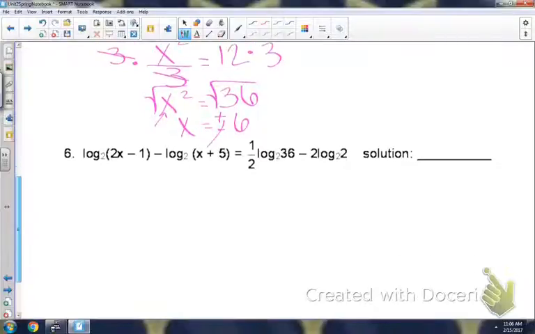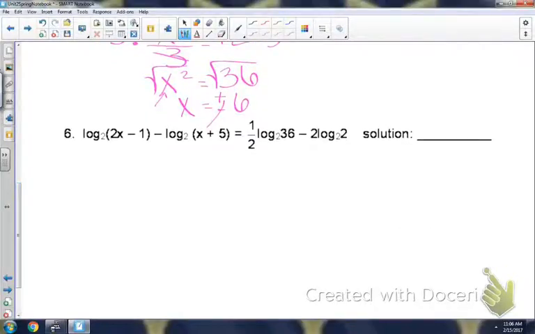Okay, last one. So notice the left side we have 2 logs. The right side we have 2 logs. So the left side we're going to condense into 1. The right side we're going to condense into 1. So notice on the left side we're subtracting. So to condense we will divide. Log base 2. The first one is 2x minus 1 divided by the second one, which is x plus 5. Looking at the right side, we have coefficients. Before we can divide them, because we're subtracting, we'll need to get rid of those and make them exponents.